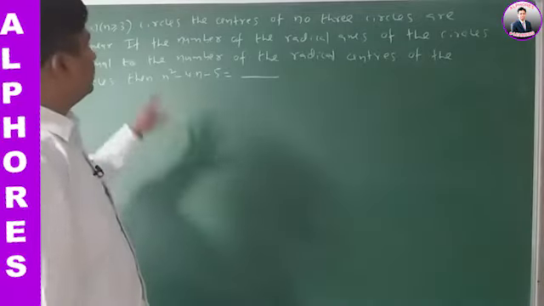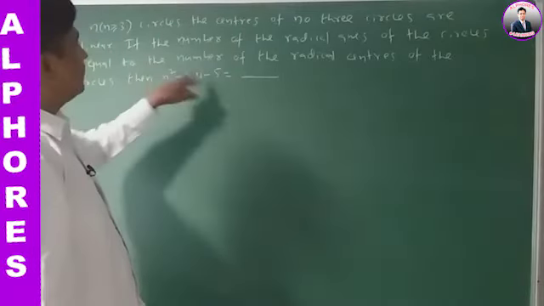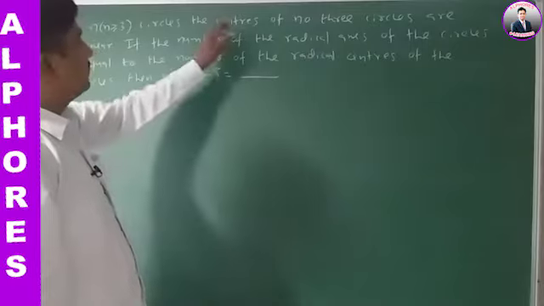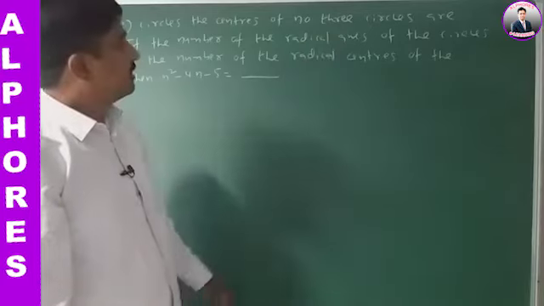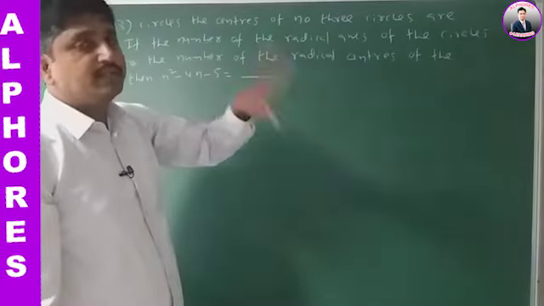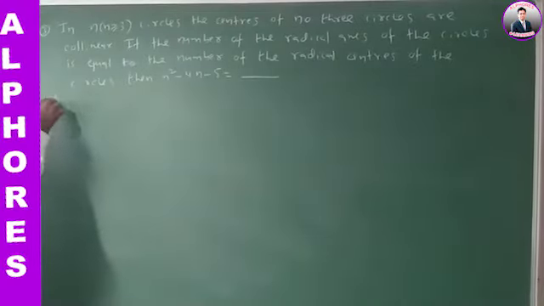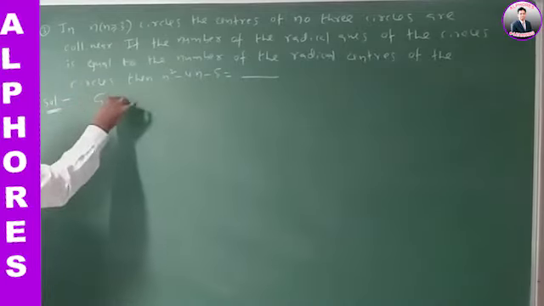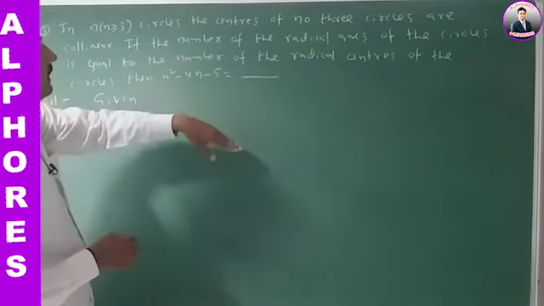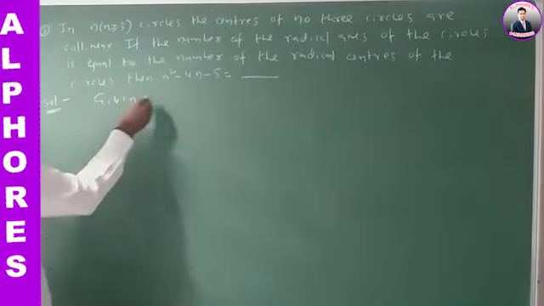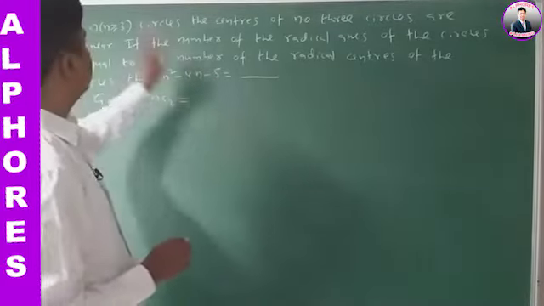The value of n. The condition given in the question is that in n circles the number of radical axes is equal to the number of radical centers. Here for a radical axis we need 2 circles, enough. For radical centers we need 3 circles. Here in the question, the number of radical axes of n circles is nC2.